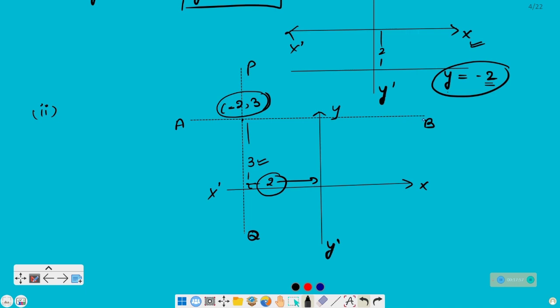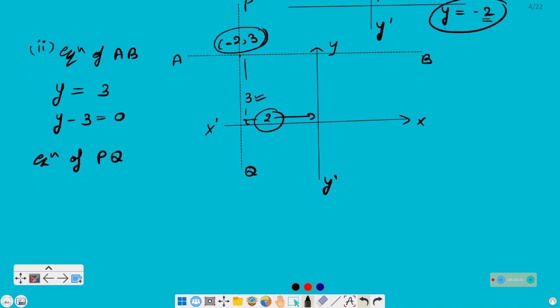First of all, we are finding equation of AB. That is parallel to x-axis, means y is equal to 3. Distance of AB from x-axis is 3. So the equation will be y minus 3 is equal to 0. Now we are finding equation of PQ. That is parallel to y-axis, x is equal to k and the distance from y-axis is -2. x plus 2 is equal to 0.